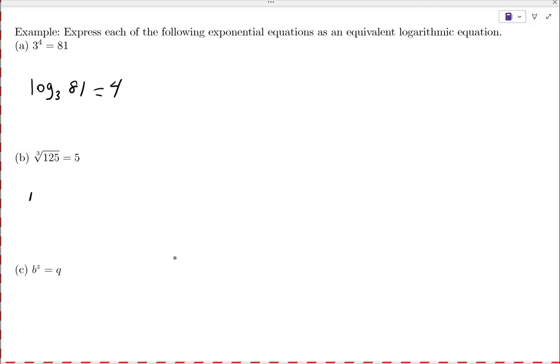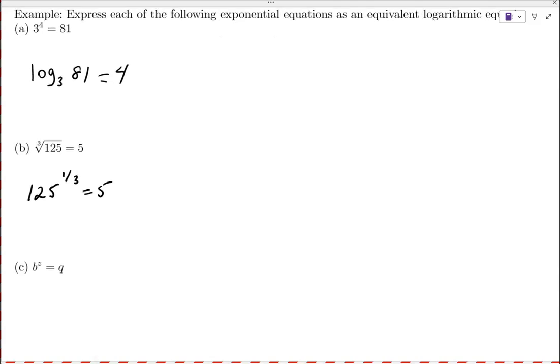Good. Remember that whenever you have a fractional exponent, the denominator tells you what root to take, right? So if you had a square root, that would be a 1/2 power. A cube root is a 1/3 power. Fourth root is a 1/4 power, and so on. The denominator of a fractional exponent tells you what root to take. Okay? So now we have an exponential equation. What's the base? 125, right? The exponent is 1/3, and the output's a 5, right?